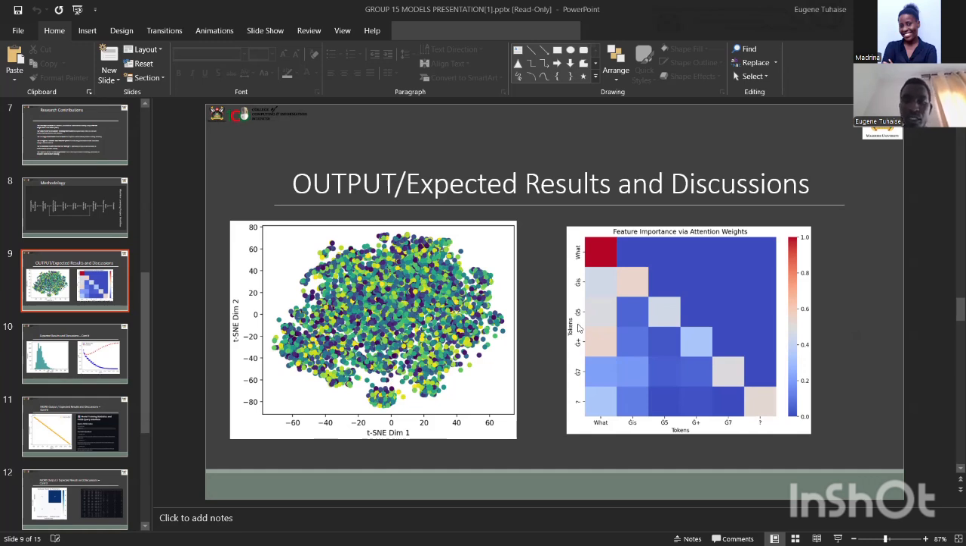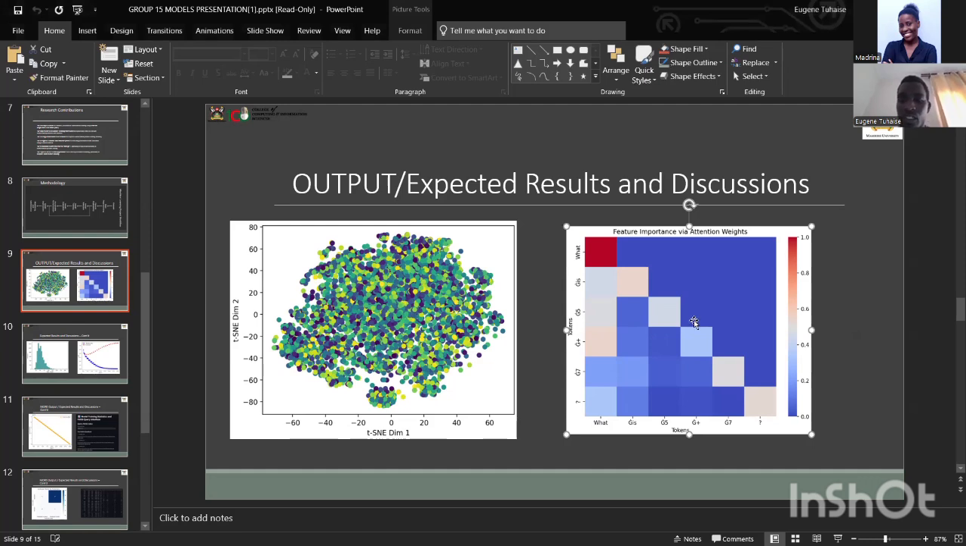Then we have a feature importance via attention weights heat map. Basically, this relates based on the tokens. For example, in this case, we are using the question, what is 5 plus 7? It will first tokenize each word in the sentence, and then relate the importance based on this heat map. As you can see, red means it's the most important, and blue means it is least important, showing the correlation between each word and the others.